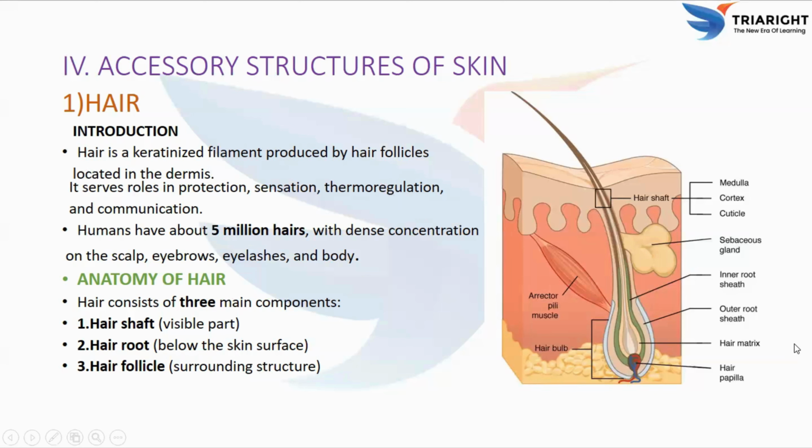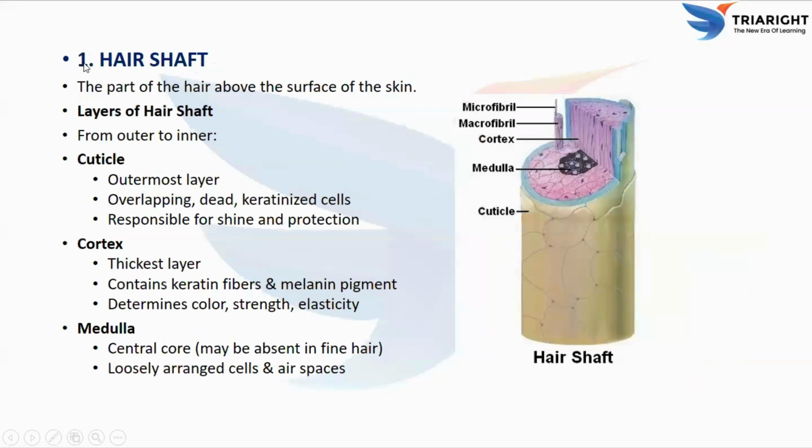So this is a clear picture of the hair. You can clearly see here the hair bulb, hair papilla, hair matrix, and also the hair shaft over here. You can completely see the layers of the hair in this picture. So let's talk about the layers of the hair.